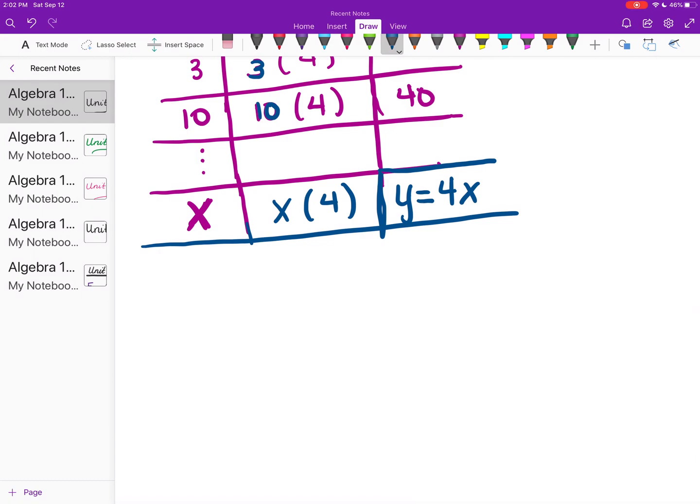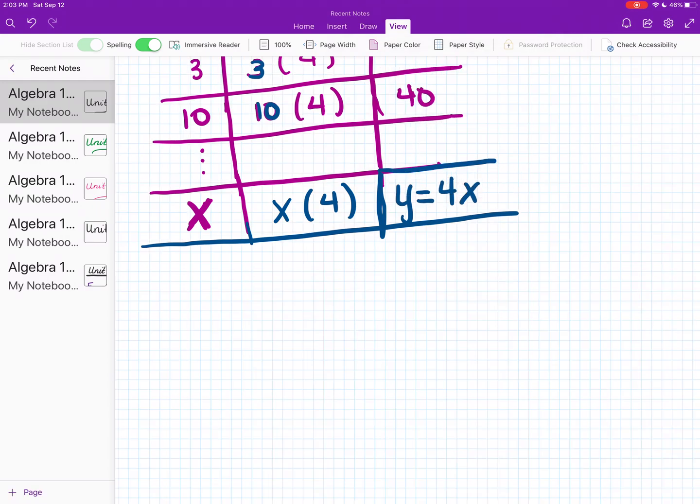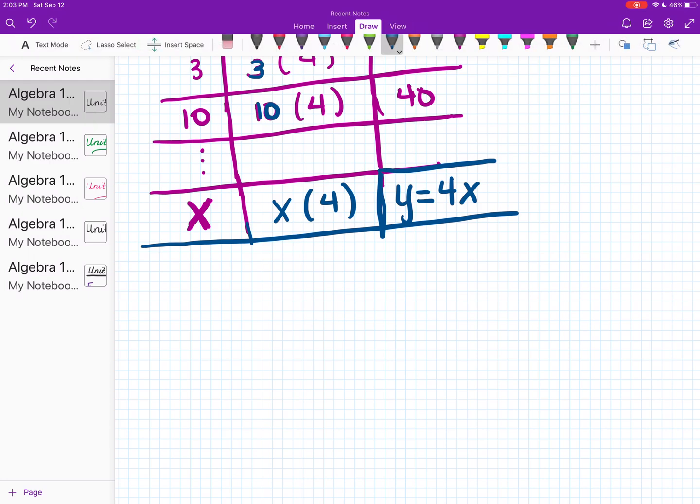I wonder if I can change the view on this in the middle. Yeah, I need to put some grid lines on here. Okay, perfect. Now I can see how much I'm off.